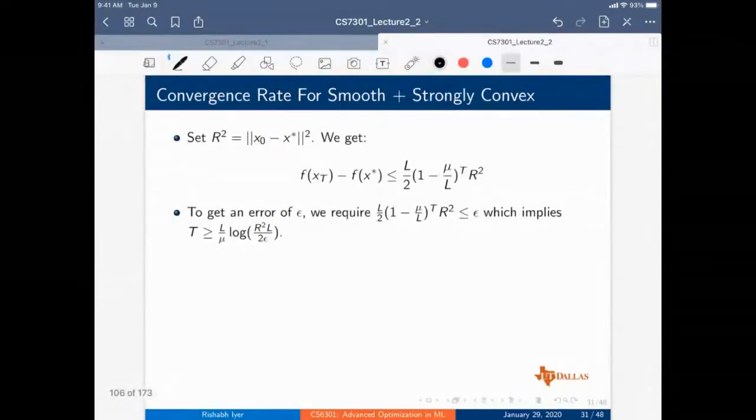Okay, sorry, actually I missed Saurabh's comment. So I think even mean square error would be smooth and strongly convex. Yes, thank you.